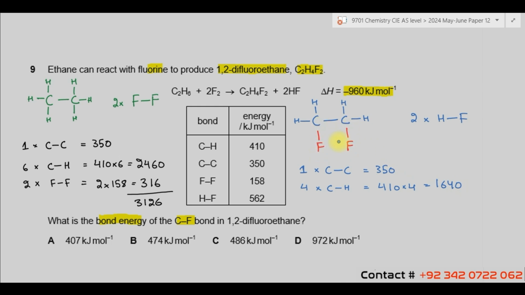2 carbon-fluorine bonds, which we have to find out, and 2 HF bonds. So 2 into 562, which is 1124. Adding these three, 350 plus 1640 plus 1124, we have 3114. And there are two CF bonds as well.